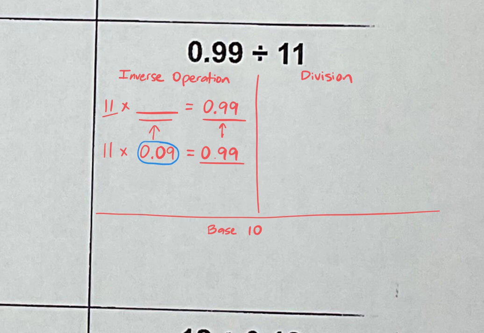Okay, now let's look at the other 2 ways very quickly. We have division. Okay, we can go ahead and look at the division way.